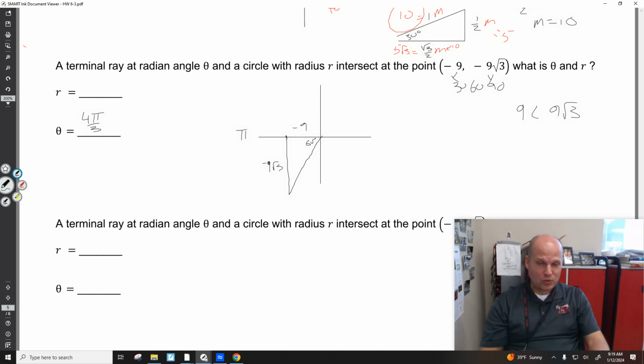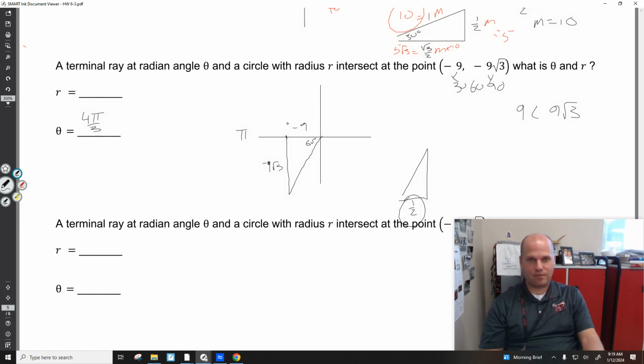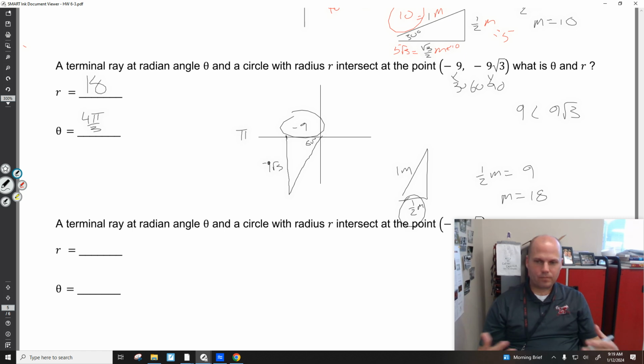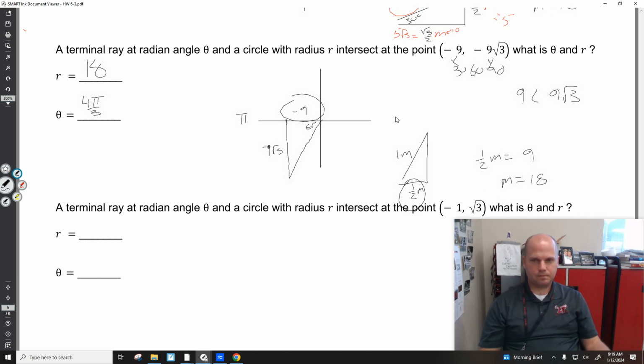You could either use the Pythagorean theorem to figure out that this is 18, or you could start with a tall 30, 60, 90 triangle. The short side has to be a half. A half times your multiplier has to equal 9. Oh, your multiplier has to be 18. Well, that means the radius has to be 18. Many of you can just figure that out. And that works out. Root 3 over 2 times 18 is 9 root 3.